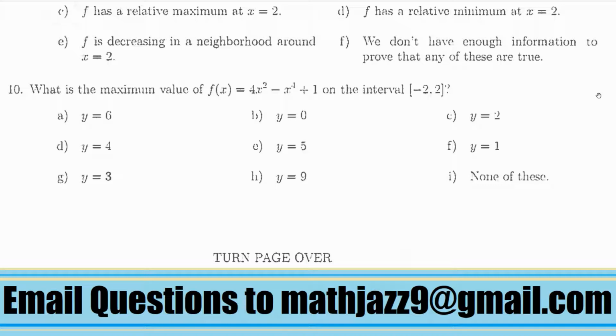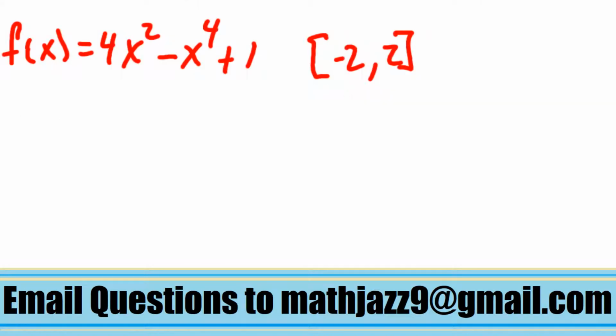What is the maximum value of f of x equals 4x squared minus x to the 4th plus 1 on the interval -2 to 2? Here is our problem, and the way that we do this is we're going to find the derivative, set it equal to 0. That gives us our critical points.